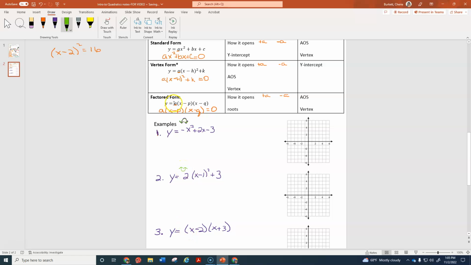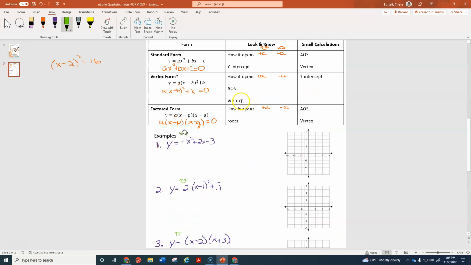Here, the A is the number that's in front of both sets of parentheses. Here's the parentheses, and there's not a number in front. So what does that mean? That means the A value is 1. A is 1, but it's a positive 1, so that means that our parabola is opening up. So that's one of the things that you can just look at so far and tell me how the parabola is opening depending on whether the A is positive or negative.